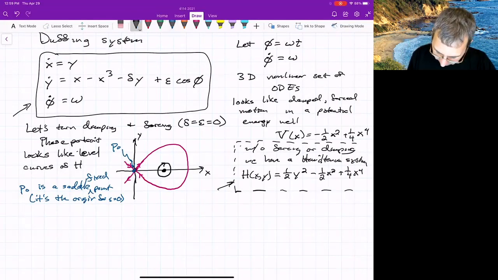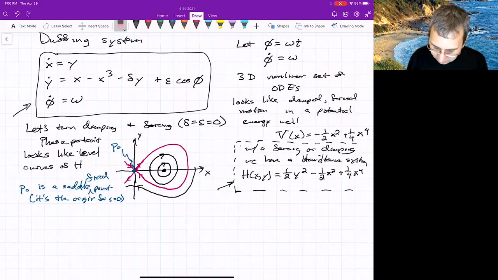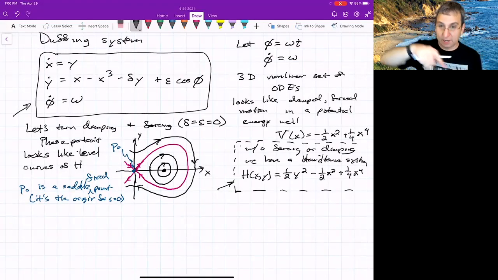Other trajectories just look like moving around contours of H. So these ones inside the purple curve are just going to oscillate in one well. So think of going back and forth. These trajectories that are outside will be oscillating around both wells. So think of it as just having enough energy to go between 2 wells.